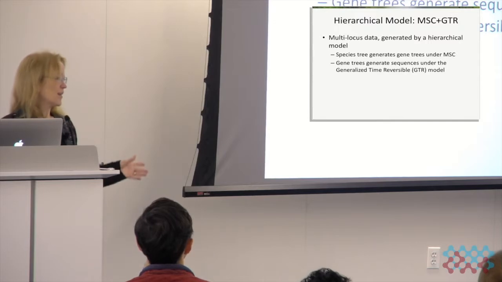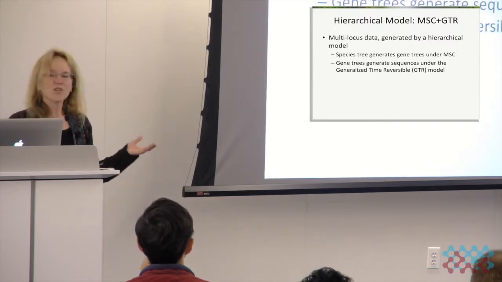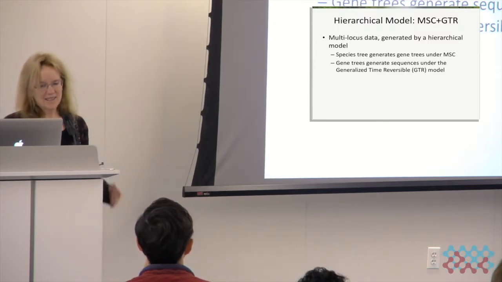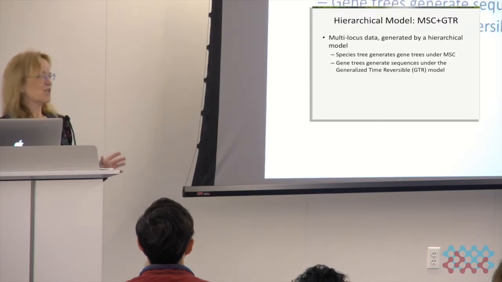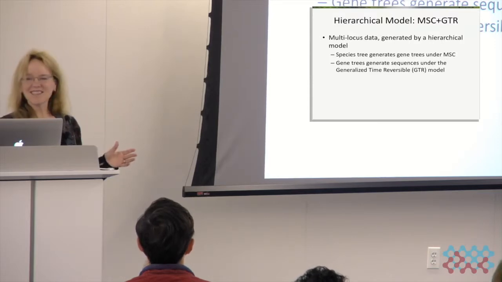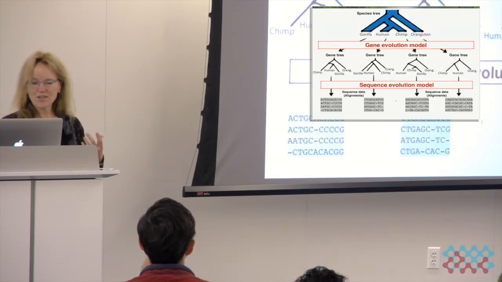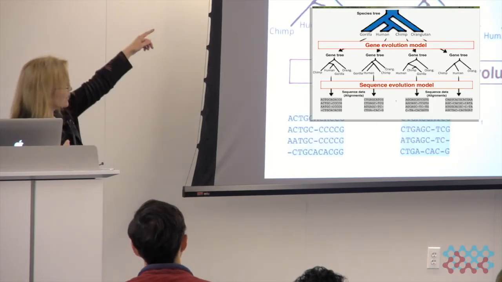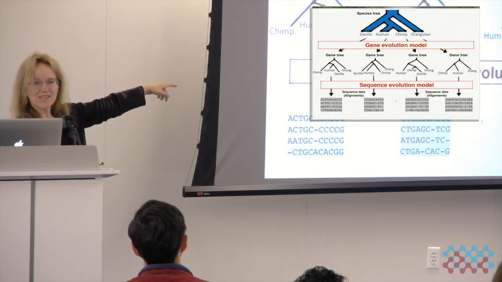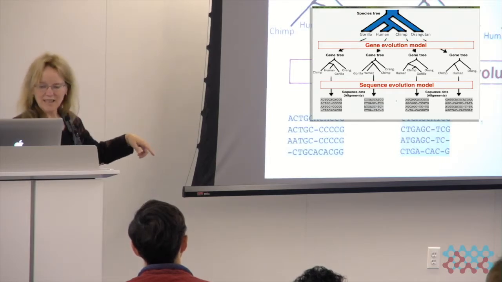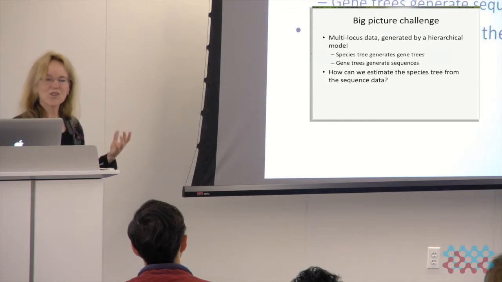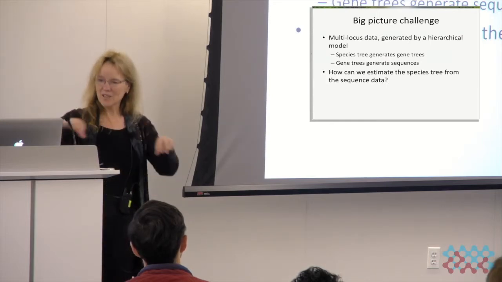Now, you could just give up. You could just say, look, it's a mess, there's no tree. But in fact, it's a statistical estimation problem. There is a species tree. It's generating stuff. Can we reconstruct that species tree? So that's this hierarchical model. The species tree generates gene trees. The gene trees generate sequence data. And you would like to infer the species tree from that end process.